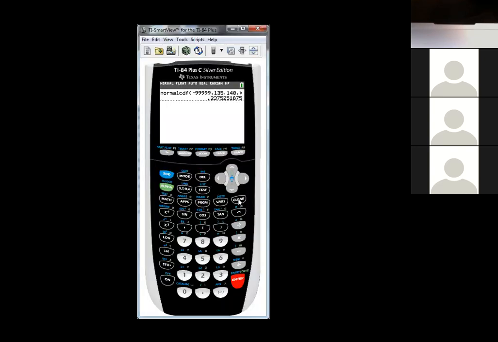INV norm. So I'm going to go to second distribution, INV norm. Our area is 0.01. Our mean was 140. And the standard deviation is 7. Hit enter. So it says return in 123.7. Of course, you're going to tell your boss 123. Any questions on this idea? Any questions on that? Okay, let's do the last one and we'll call it a night.